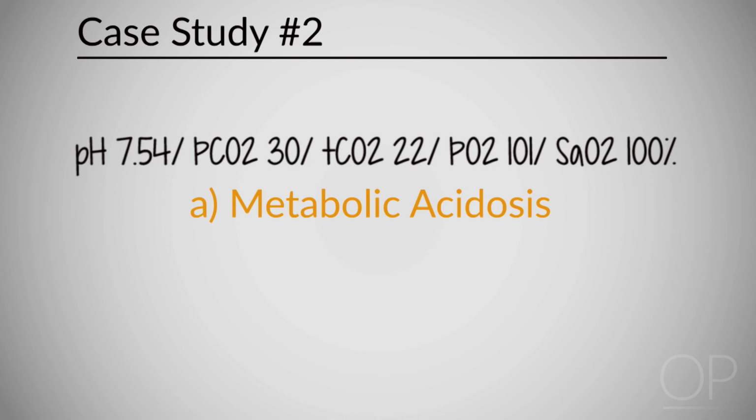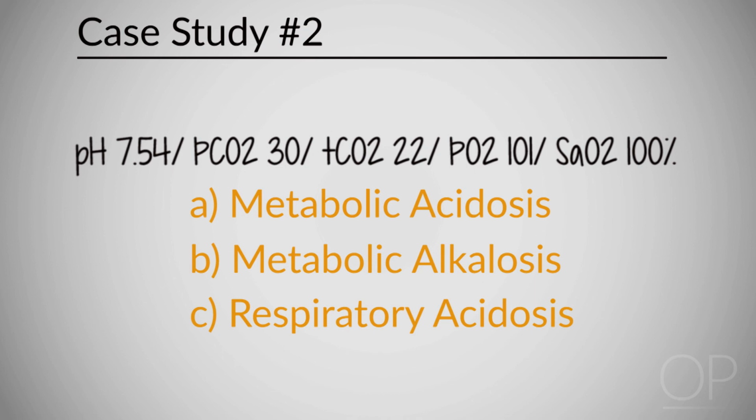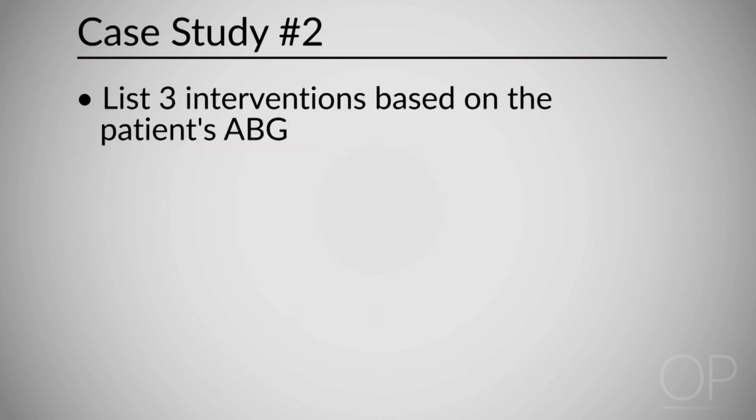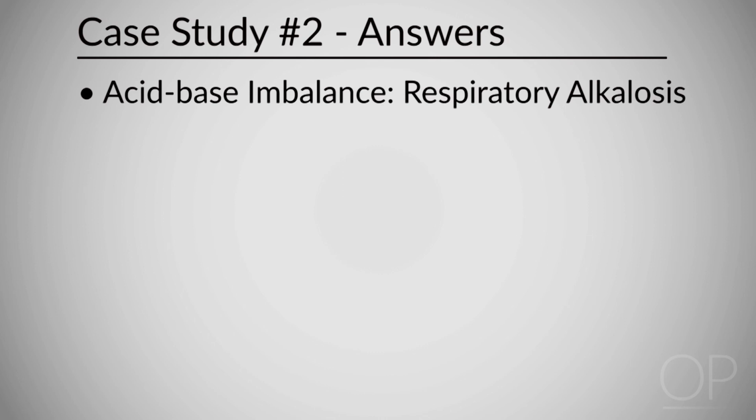Metabolic acidosis, metabolic alkalosis, respiratory acidosis, or respiratory alkalosis? And 2, based on the case study, name at least 3 interventions you might anticipate in response to the arterial blood gas. The answer to case study number 2 is respiratory alkalosis.